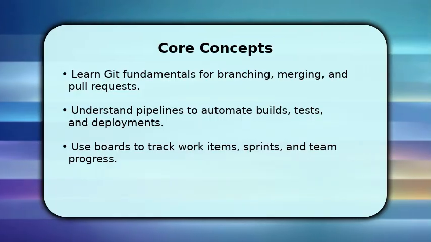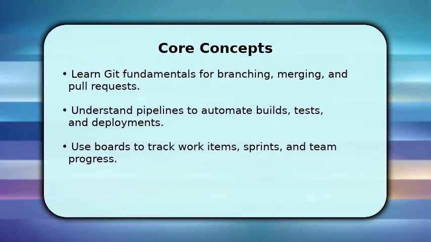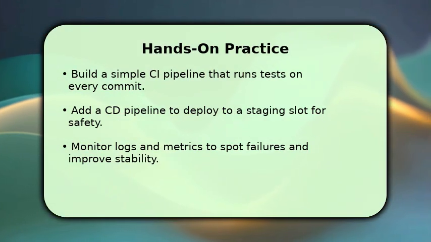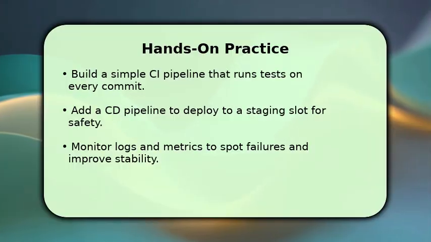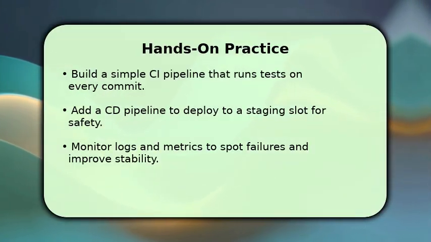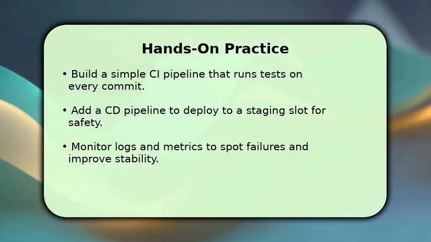Combine these elements in small projects and iterate, reviewing logs and fixing issues. Practicing end-to-end helps connect concepts and builds useful muscle memory. Create a small sample app and configure a CI pipeline that runs unit tests on each commit. Add a CD pipeline that deploys to a staging slot, keeping production safe while you validate changes.